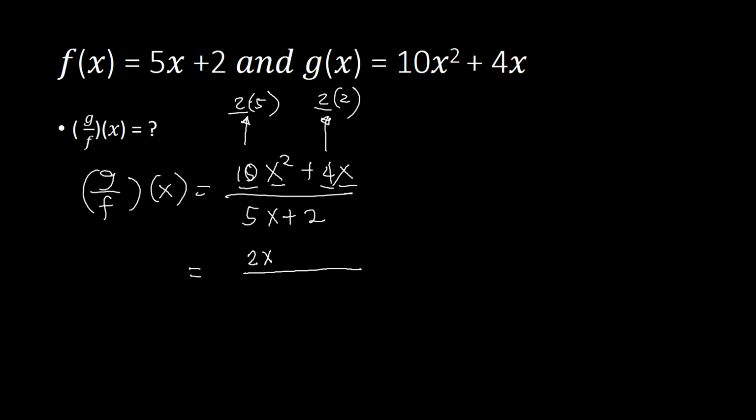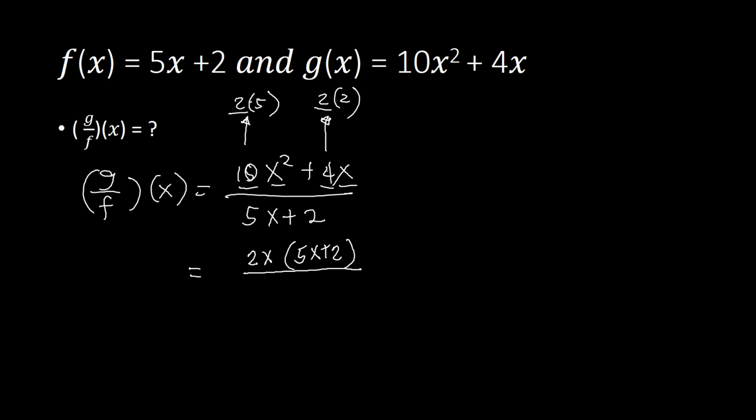Next, we go for the remaining factor. Since we took out 2x, we divide our terms individually by what we took out. We've got 10 divided by 2, that's 5. x squared divided by x, that's x. Then we have plus 4 divided by 2, that's 2. x divided by x, that's 1. So we've got only 2 here.